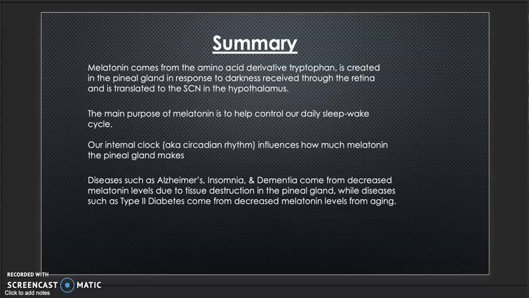And lastly, an inability to produce proper melatonin levels due to tissue degeneration in pineal glands and SCN leads to diseases such as Alzheimer's, dementia, and insomnia, which I had already talked about. And then the other scenario, inability to produce proper melatonin levels due to aging, leads to diseases such as type 2 diabetes, general insulin resistance, and migraines.